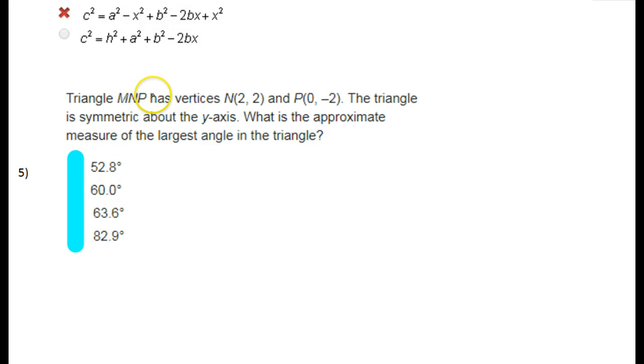Triangle MNP has vertices N (2, 2) and P (0, -2). The triangle is symmetric about the y-axis. What is the approximate measure of the largest angle in the triangle? Well, this is something that requires a picture for sure.